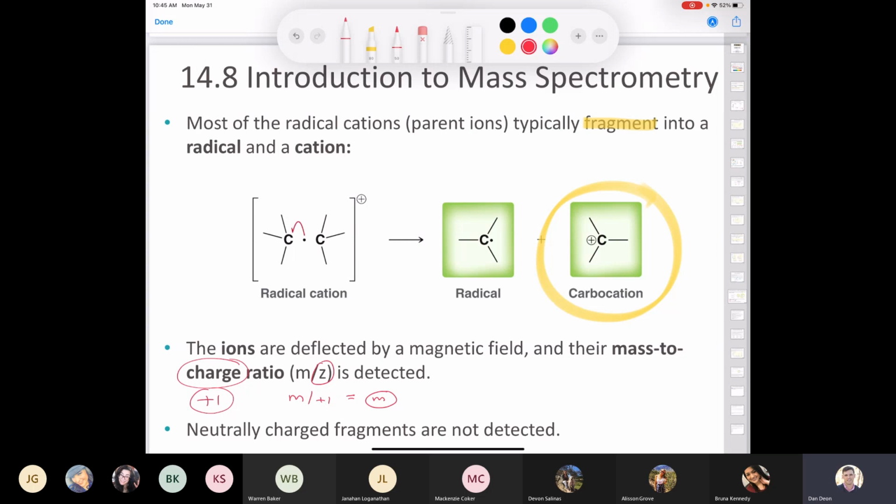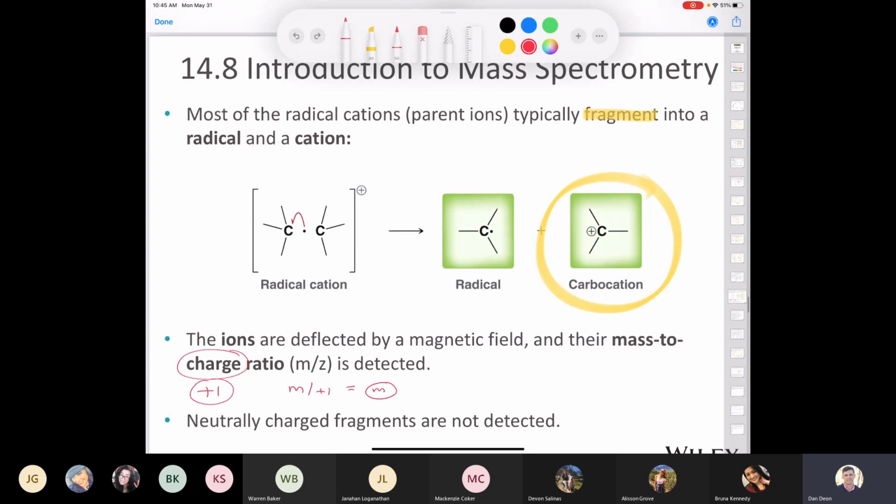Are there cases where the charge changes to +2? Yeah, sure. We don't really look at those in Chemistry 3101. So again, we don't see any neutral fragments, only the charged fragments.